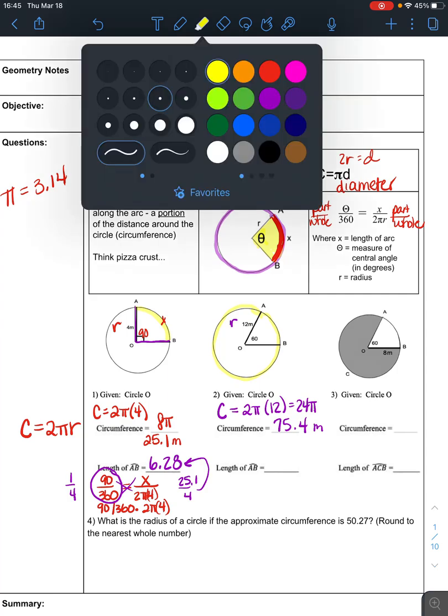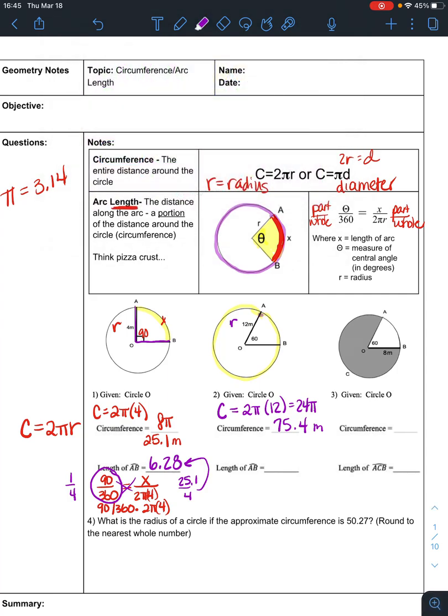Well, I don't want to walk all the way around the circle. I only want to walk this 60 degrees of the circle. So I want to walk 60 degrees of 360 degrees. So how far is that if the entire distance is 2 times pi times 12, or 75.4. So you do 60 divided by 360 times 2 times pi times 12, and you get 12.6.